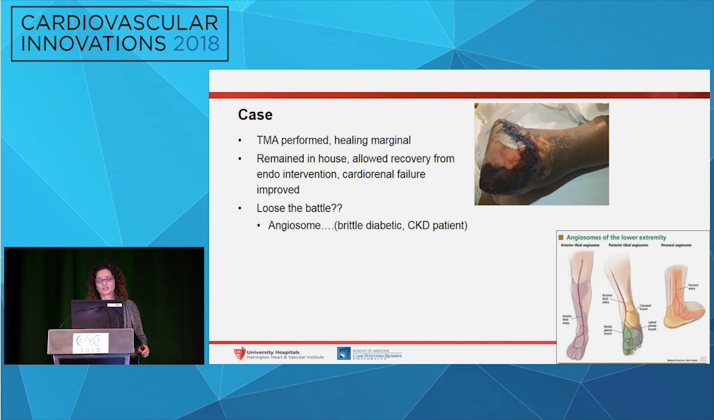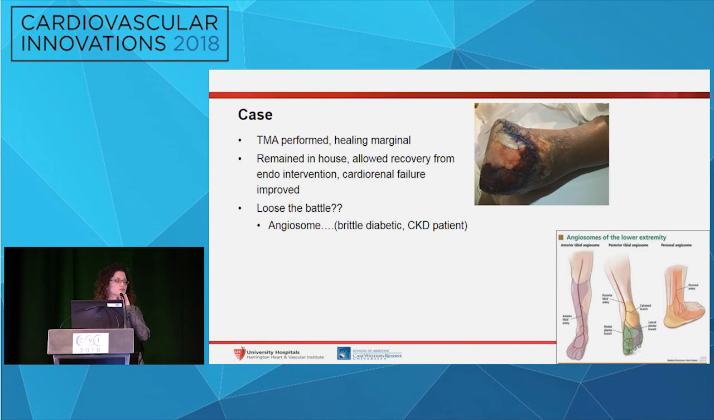And, marginal healing is a nice way to call this, but this is a very disappointing thing to look at when I just put this patient through a couple days of risk of a general anesthetic and intubation, all this stuff. So for a few days, we let her kind of settle out. Actually, her creatinine improved with good management of her heart failure, so that was encouraging. And I thought I'd lost the battle.